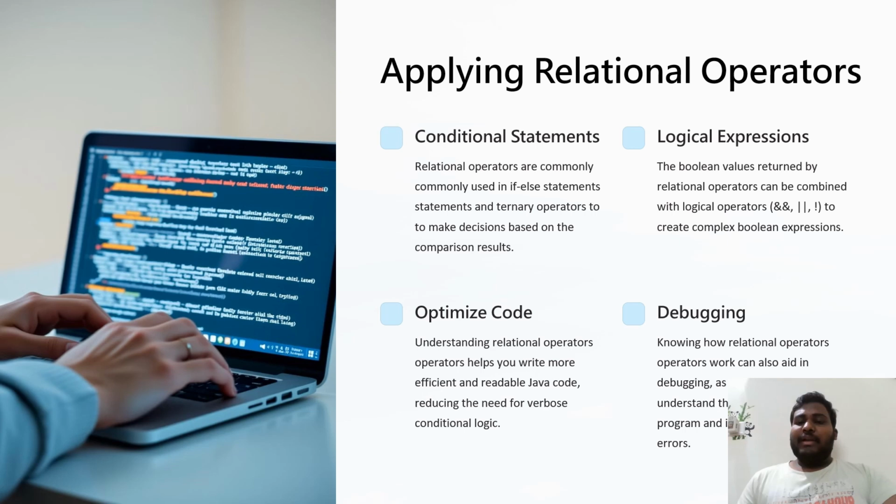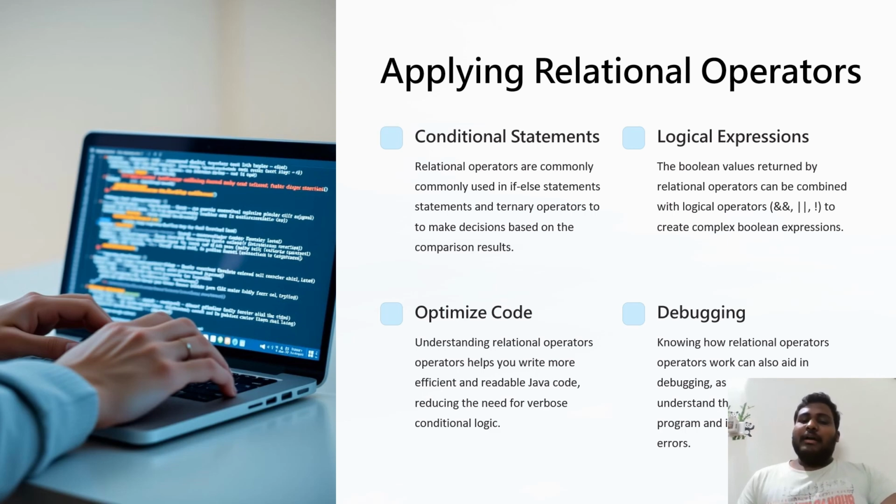Logical expressions. Boolean values produced by relational operations can be combined with logical operators and, or, not to get a complex Boolean expression. Optimizing the code. Understanding the relational operators helps us write more efficient and reliable Java code, reducing the need for verbose conditional logic.